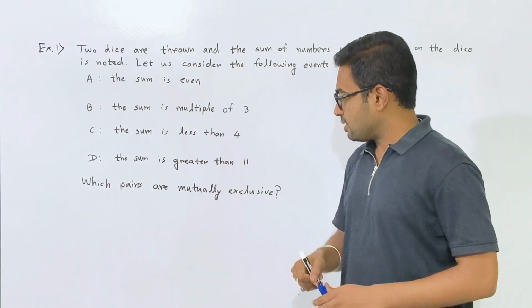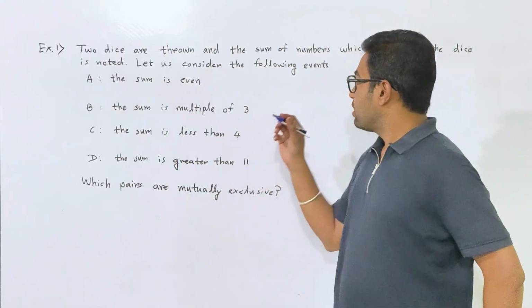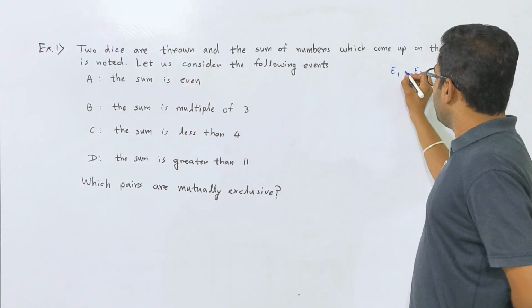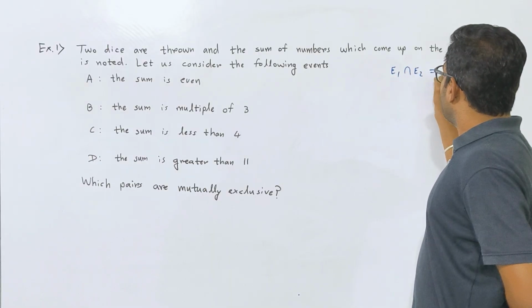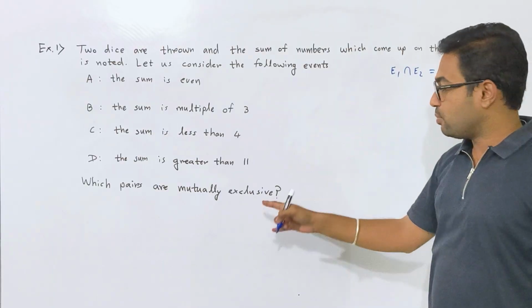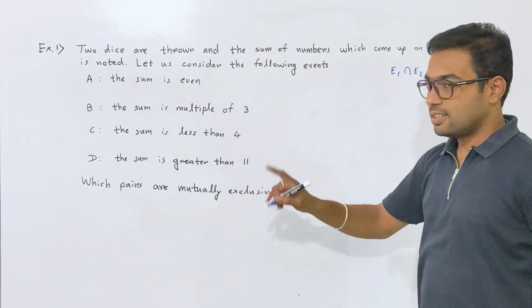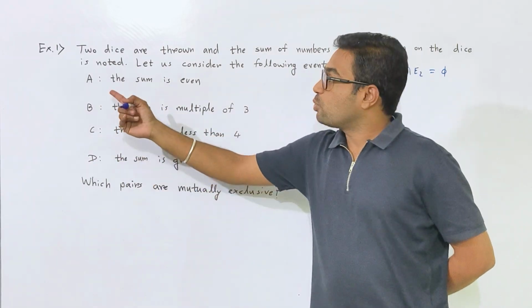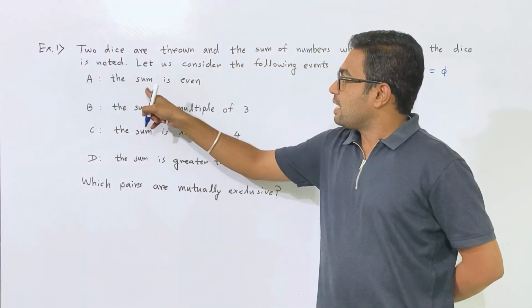So first, what are mutually exclusive events? If E1 and E2 are two events, and their intersection is empty, we call E1 and E2 mutually exclusive events. So first, we will go through these events and see what actually those are. A is the sum is even.